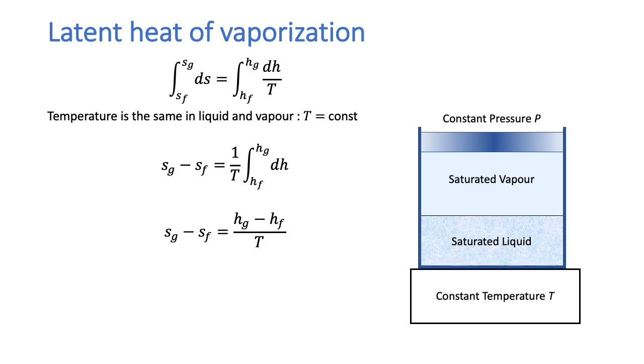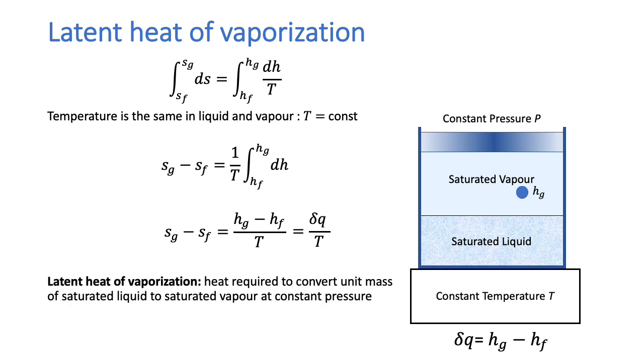Let us try and understand what we mean by Hg minus Hf. Hf is the specific enthalpy of the liquid. Now imagine that we have a small amount of heat, delta Q, added to the liquid. Some of the liquid evaporates and it goes into the vapor, where it has a specific enthalpy, Hg. Delta Q, therefore, is equal to the difference, Hg minus Hf. We can therefore write Sg minus Sf as being delta Q divided by T.